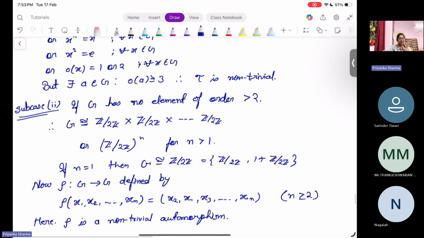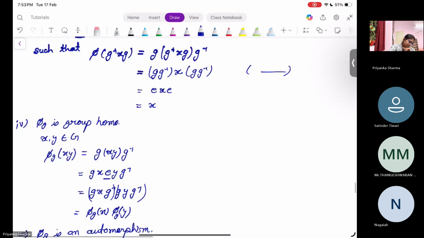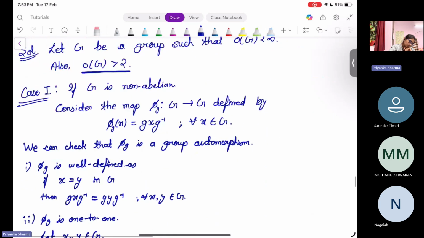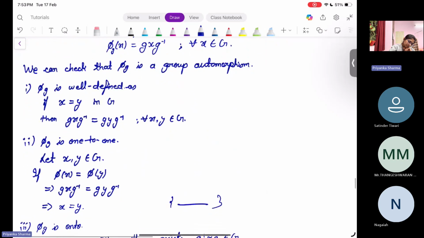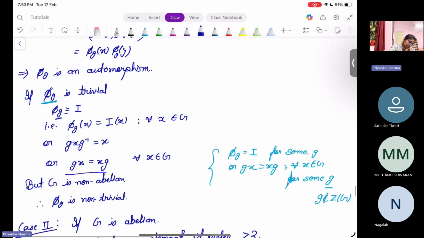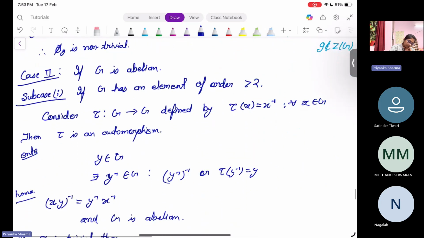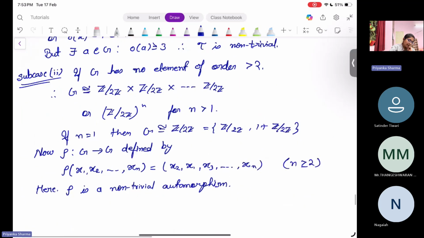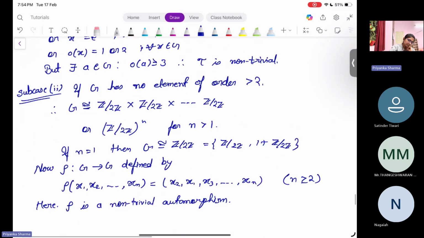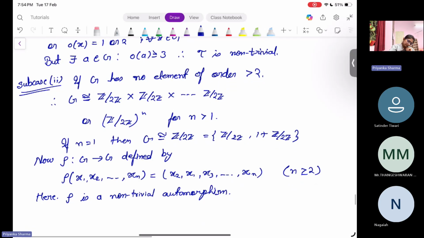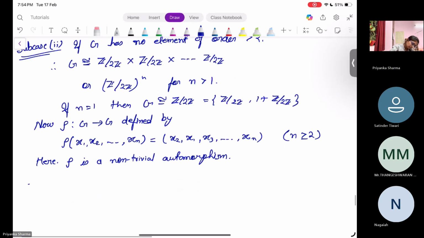You will consider three cases. If G is non-abelian, then an inner automorphism will be the non-trivial automorphism. If G is abelian and it has an element of order greater than 2, then the inverse map will be the non-trivial automorphism. And if G has no element of order greater than 2 and G is abelian, then this map will be a non-trivial automorphism. Therefore, the statement is true.